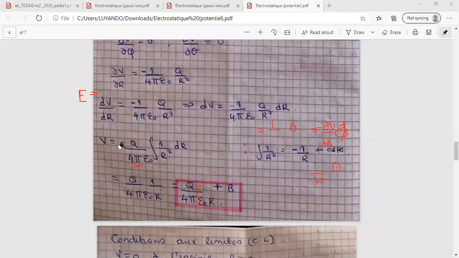So this negative will multiply with this negative. So my final expression is going to be V equals Q over 4 pi epsilon 0 times 1 over R plus a constant, which will be given the name B. So if there are any questions, I can gladly repeat what I just said. You can ask. Are there any questions, any queries?